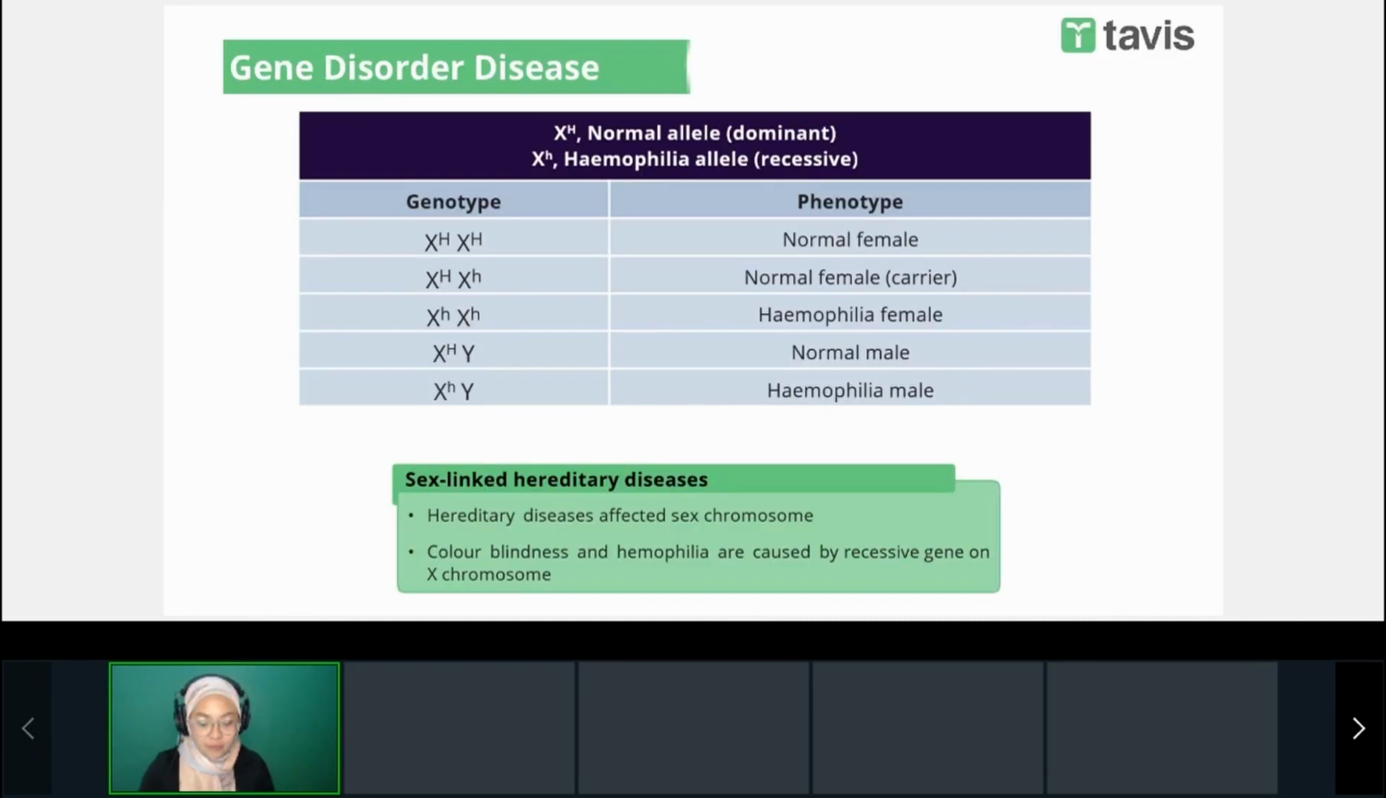Okay, we're done with the factors of the mutation. Now we go to gene disorder disease. Not much to go. Please bear with me. If you have any other question, please let me know in the room chat below, yeah?